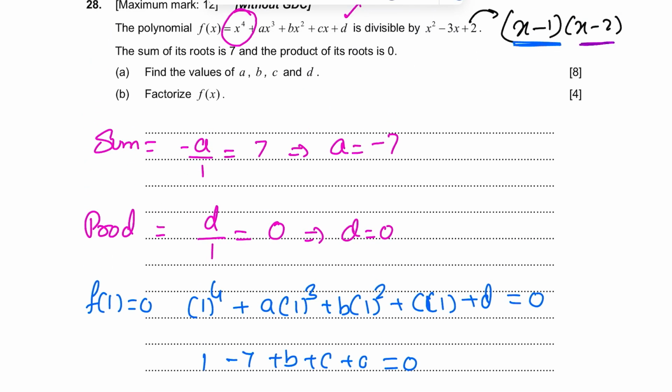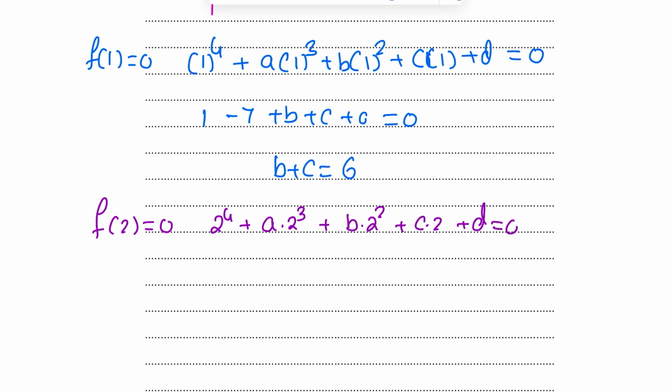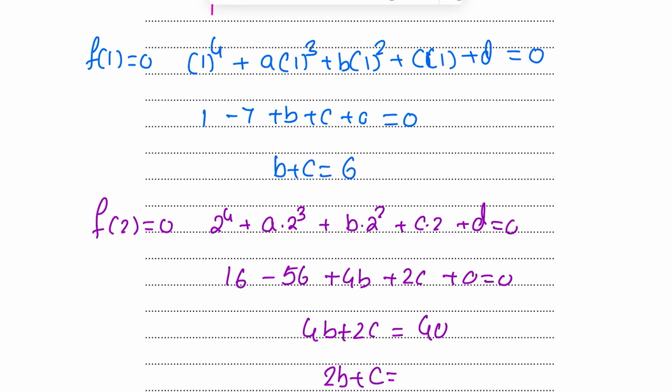And f of 2 is also equal to 0. So it becomes 2 power 4 plus a times 2 cube plus b times 2 square plus c times 2 plus d should be equal to 0. So 16 minus 56, because a is negative 7, plus 4b plus 2c, d is 0, equals 0. So I get 4b plus 2c equals 40. So 2b plus c equals 20.